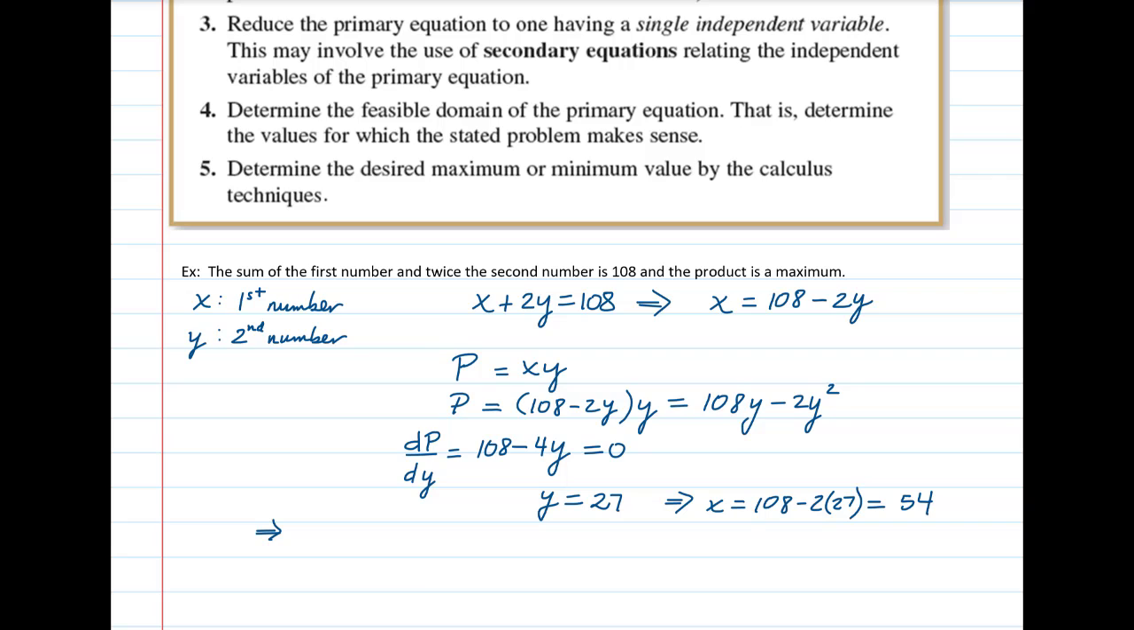From there, I can figure out what x is, and x is going to be equal to 108 minus 2 times 27, since I already have y, and that's equal to 54. Therefore, the product is a maximum. In other words, x times y, or the product of the two numbers, is going to be a maximum when the first number is equal to 54 and the second number is equal to 27. And there we have it.